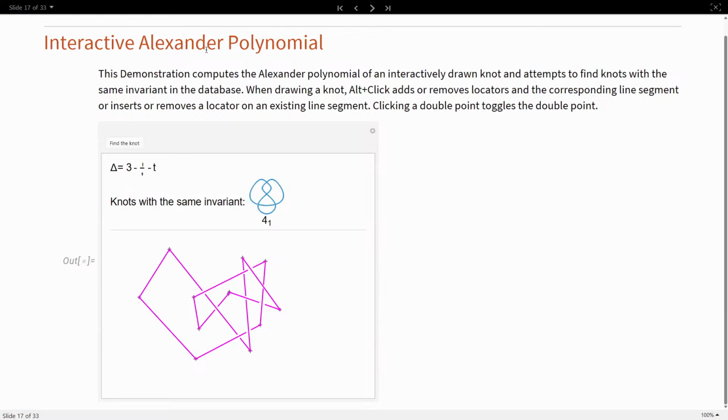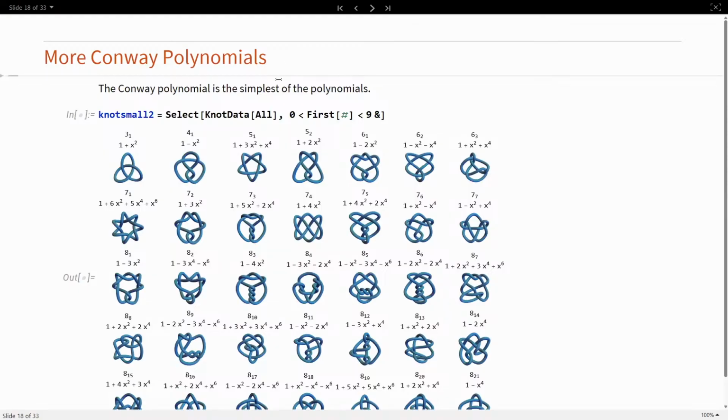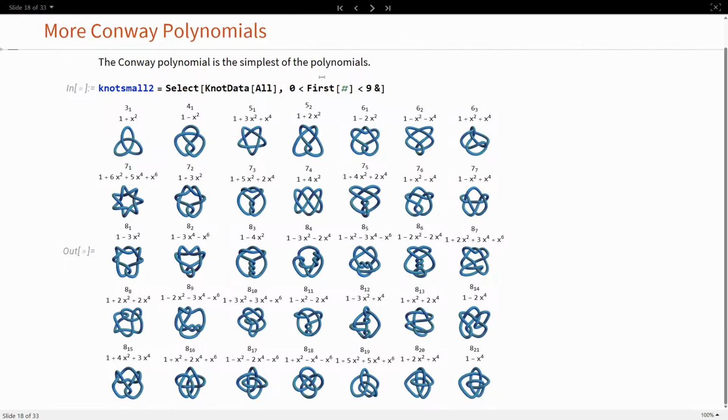So this is an interactive Alexander polynomial. We can take a look at all the various Conway polynomials for the knots, and that kind of gives an understanding for the knot structure if you understand how the polynomial works, which I don't, but apparently this one and this one are somewhat simpler for the knots, and 7-1 is a more complicated one.